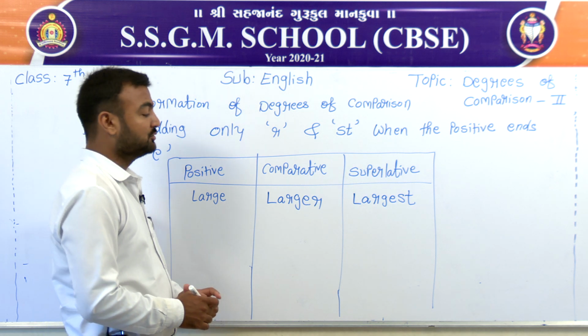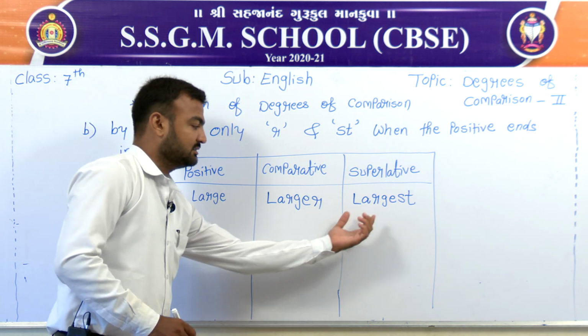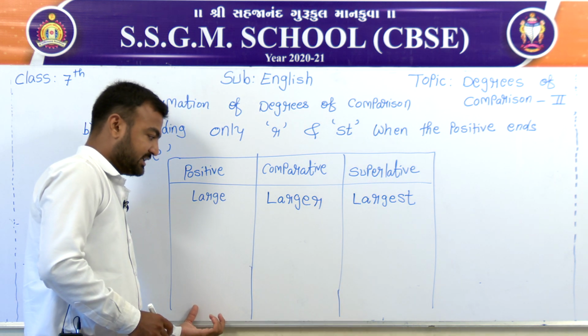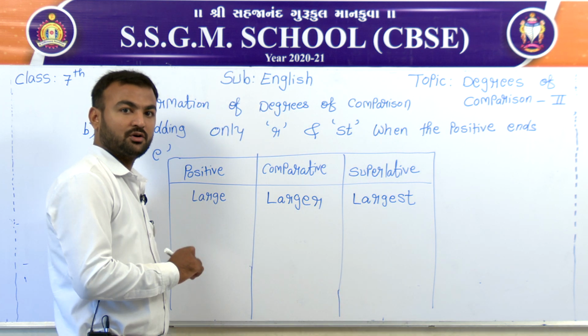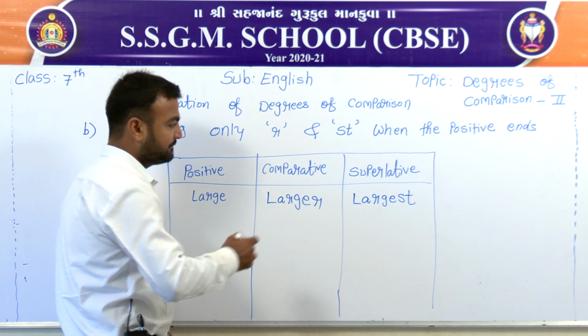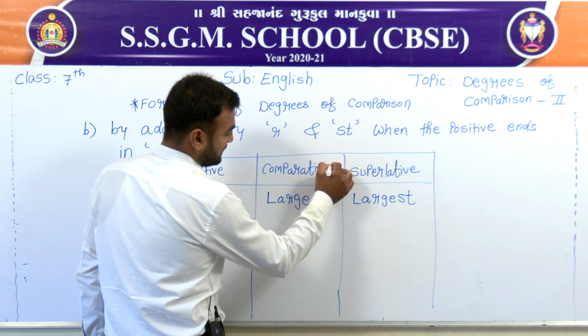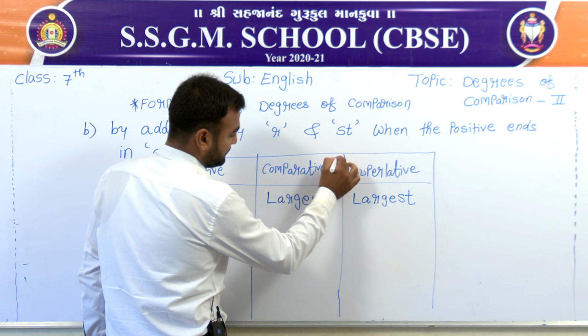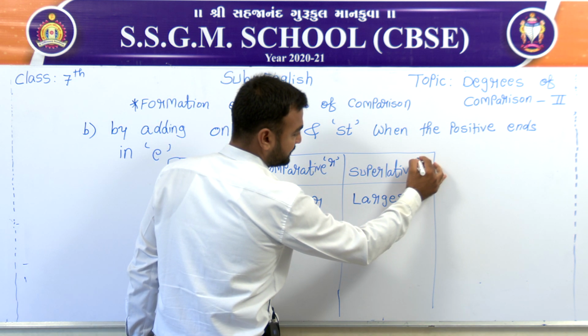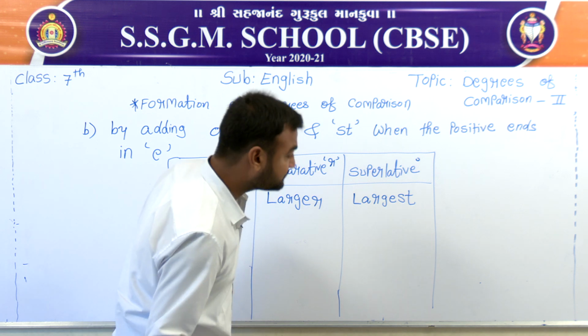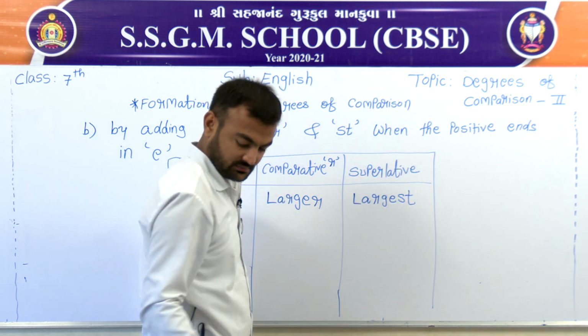Likewise, you have to fill in all the details over here. I am writing the positive degree, comparative and superlative. You have to write these by your own as homework. Now I am also writing over here that in comparative you have to add R and in superlative you have to add ST.